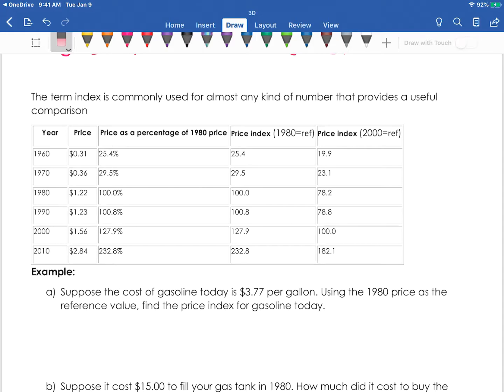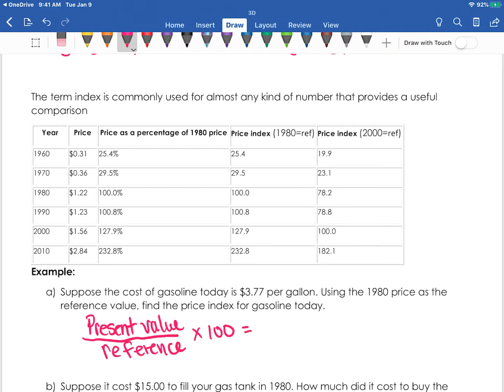So you're going to take the present value and divide it by the reference value, and then multiply it by 100% to put it in percent form. This will be our index price. This is going to be our comparison.